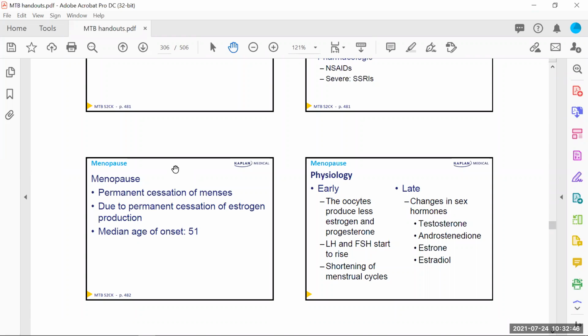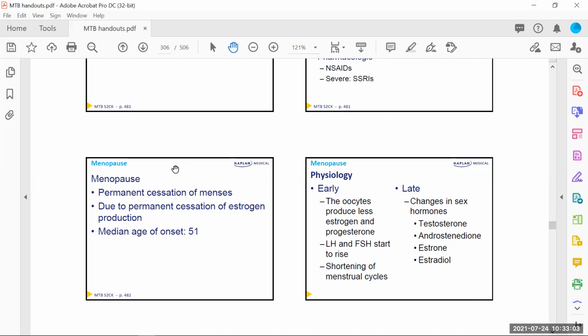The oocyte produces less estrogen and progesterone. LH and FSH start to rise, and there is shortening of the menstrual cycle. So a patient who is having a high level of FSH is one of the indicators that the patient has actually undergone the process of menopause.